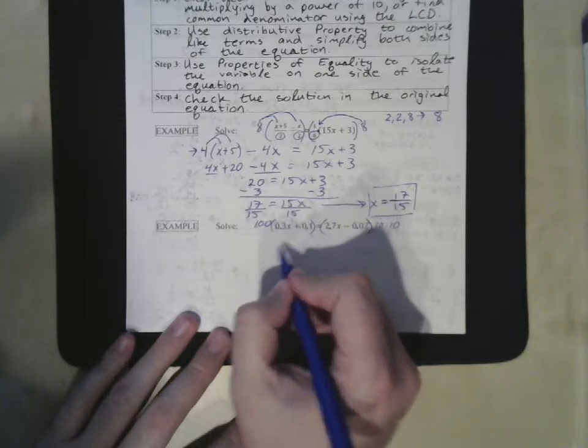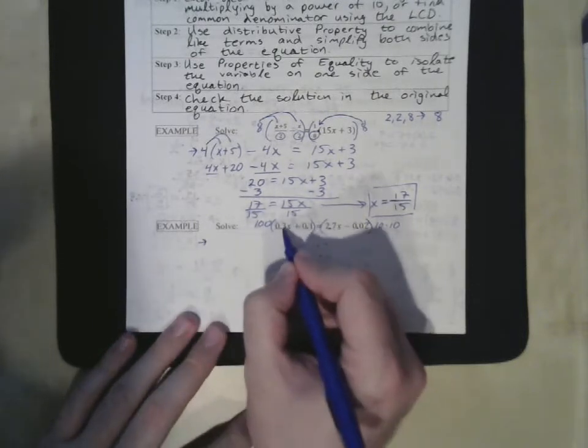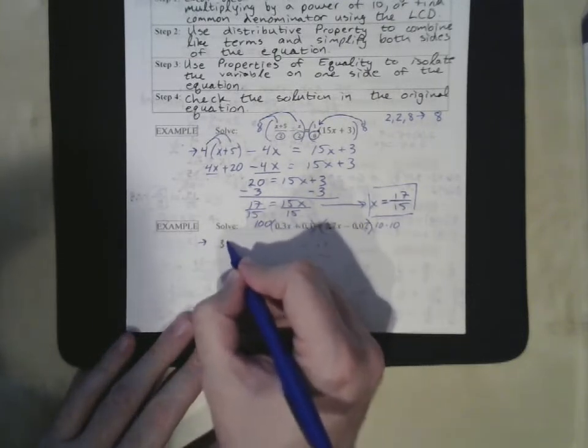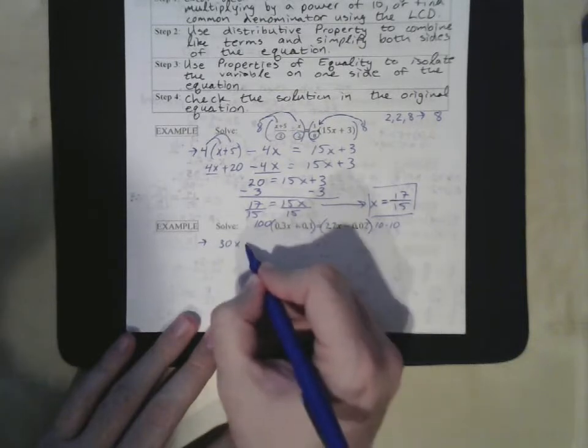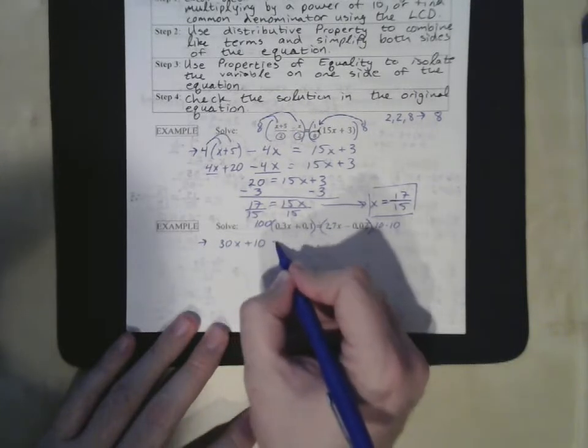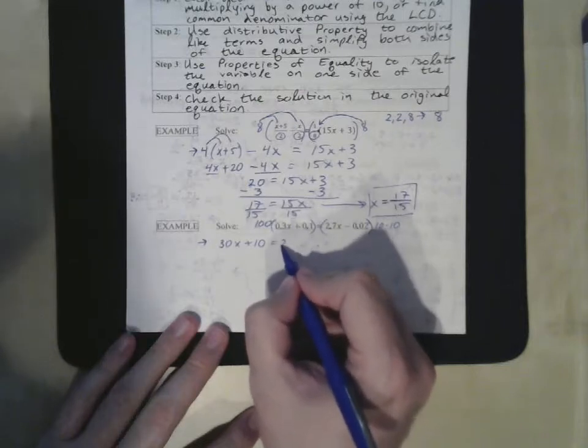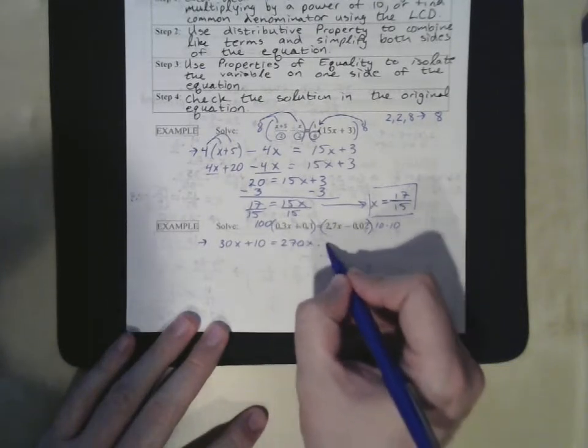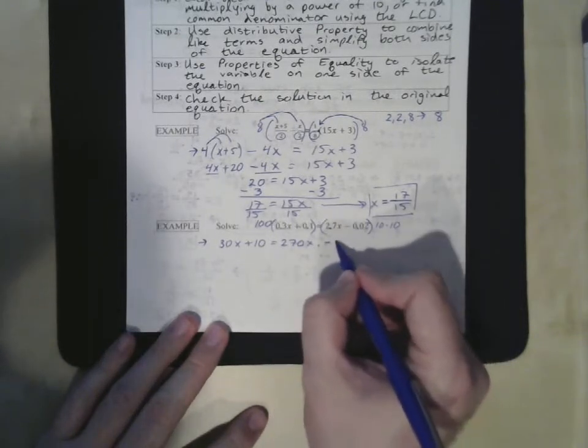So we are going to move this decimal place twice. So this becomes 330x plus 10 equals 270x minus 1, 2 is just 2.